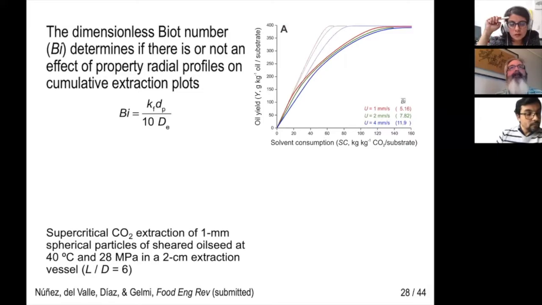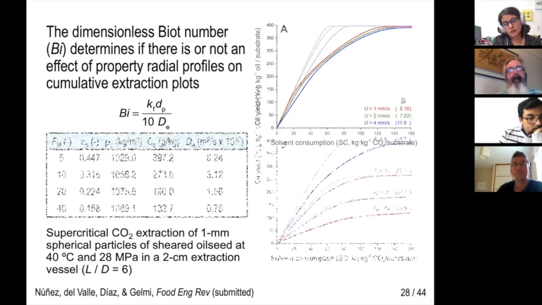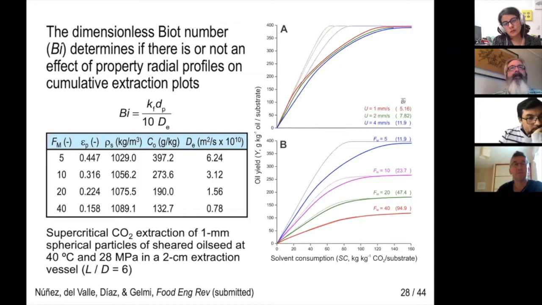As the average superficial CO2 velocity increases, the film mass transfer coefficient increases and the external resistance to mass transfer decreases. This increasing velocity reduces the effect of the velocity profile on vegetable oil extraction, as the thick lines for velocity profiles approach thin lines for plug flow. We can also increase the Biot number by reducing the effective diffusivity of the oil in the substrate to increase the inner resistance to mass transfer.